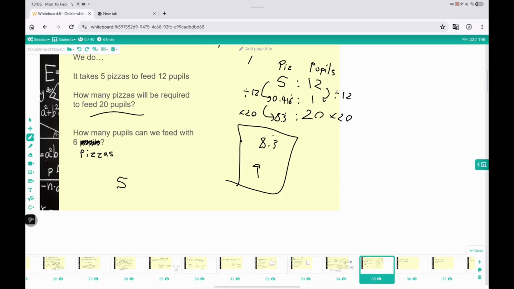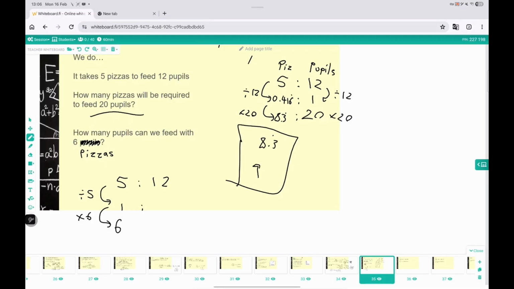Right, so we've got 5 pizzas to 12 pupils, and we want to know how many pupils we can feed with 6 pizzas. So again, we take the known route via 1. If we divide by 5, we'll work out how many pupils we can feed with 1 pizza, and then times by 6, we'll work out how many we can feed with 6.